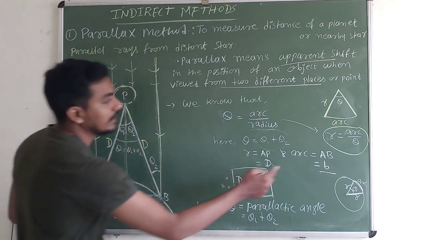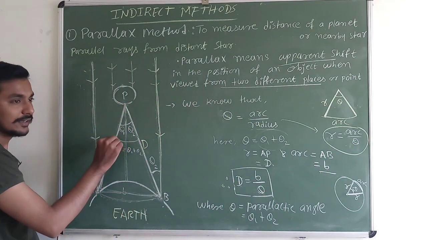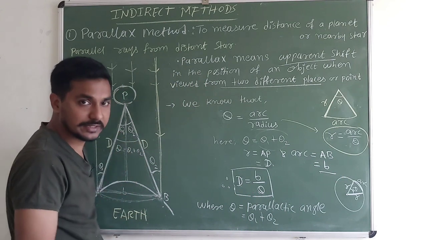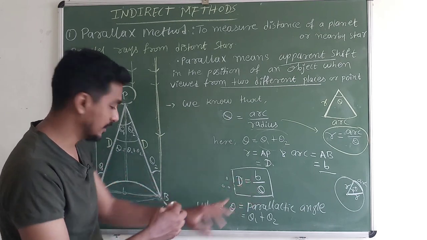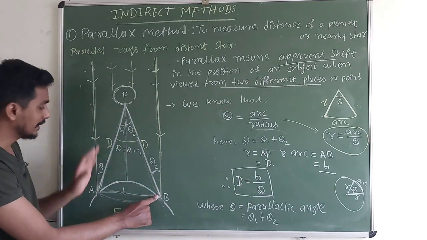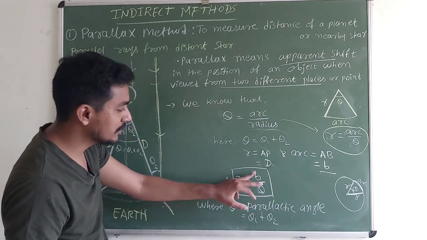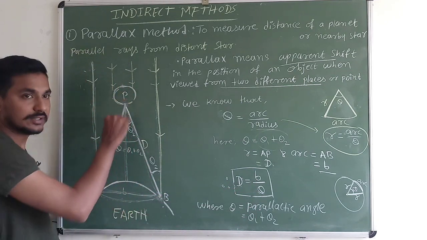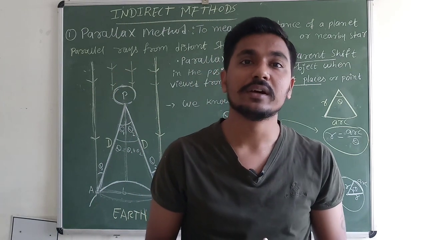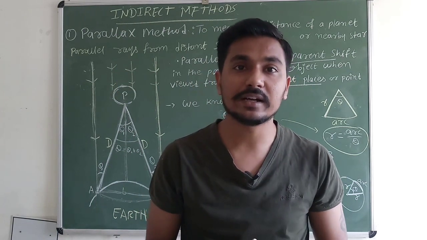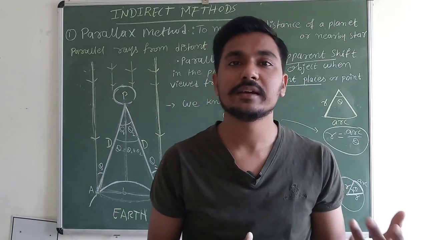And then we have theta, this angle theta, which can also be easily calculated with the help of an instrument. So by knowing these two values, the distance between the two positions on the earth and theta, we can find the distance of this planet. Now we will try to find the distance of the moon from the earth, so you can easily understand how this method is useful.